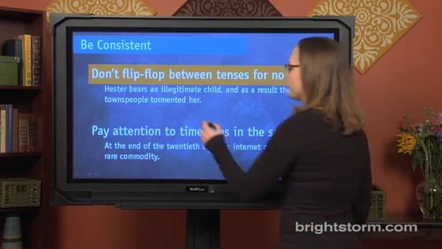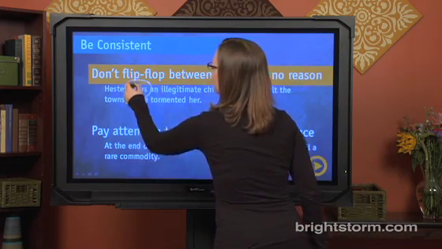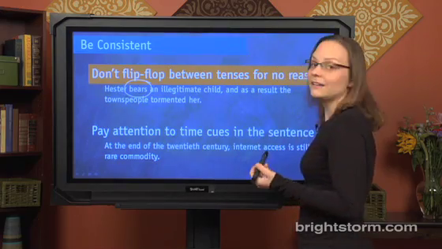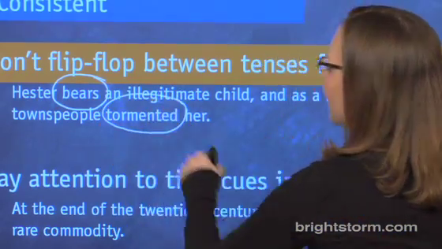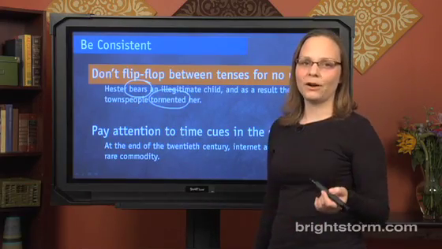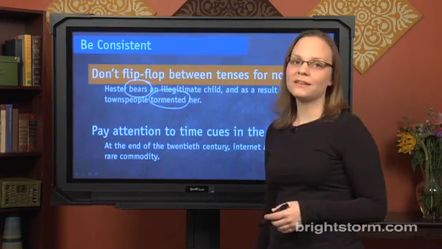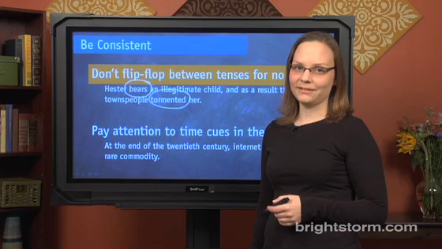Now, it's okay to use present tense when describing what happened in literature, like Hester bears, and it's also okay to use past tense, like the townspeople tormented her. But what's not okay is to go back and forth. So this sentence on the SAT would be a wrong answer choice for that reason.